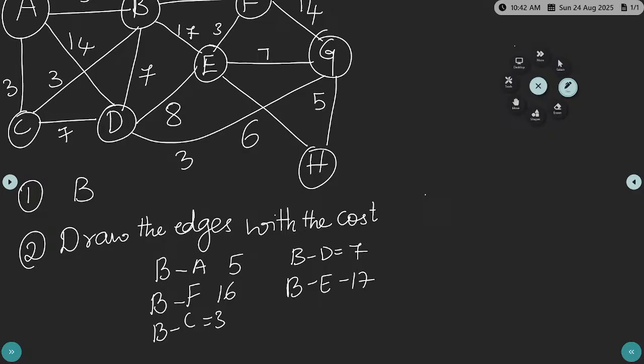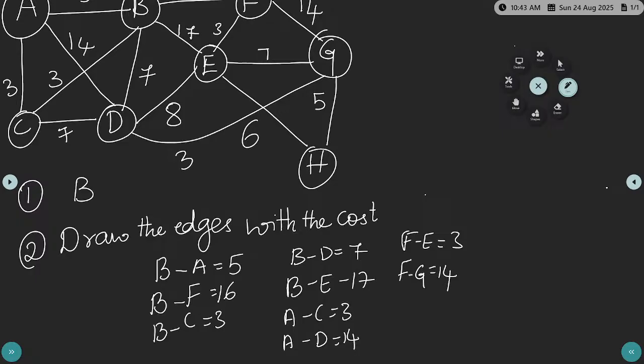Right? Next, don't get confused. Now from B, I went to A. Check for A. A to B is completed. Go for A to C, the cost is 3. A to D, the cost is 14. Check for any other A's. A is not there. Go to F. F to B is completed. So F to E, the cost is 3. F to G, the cost is 14.